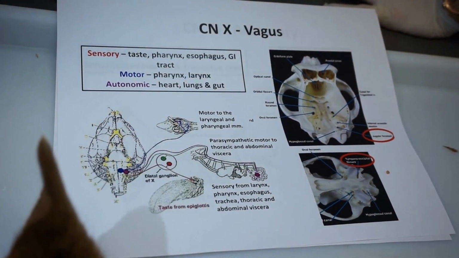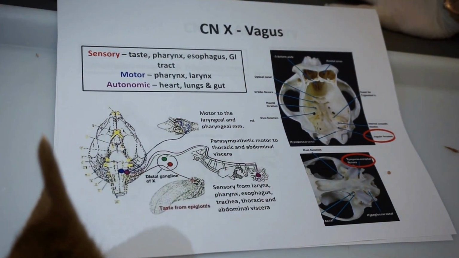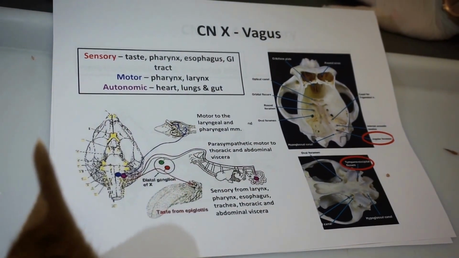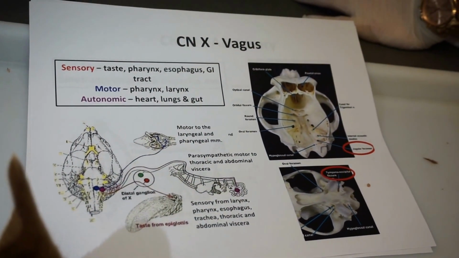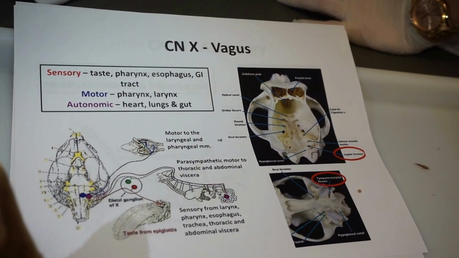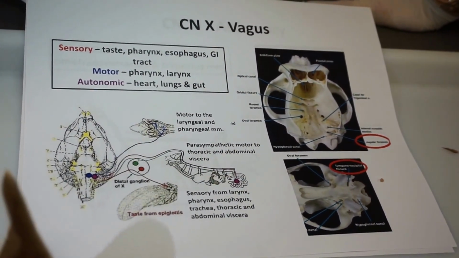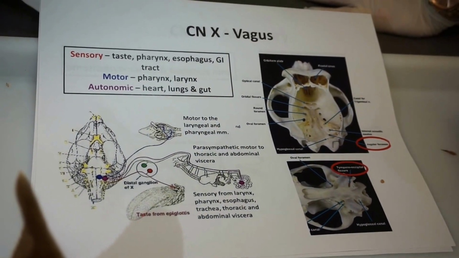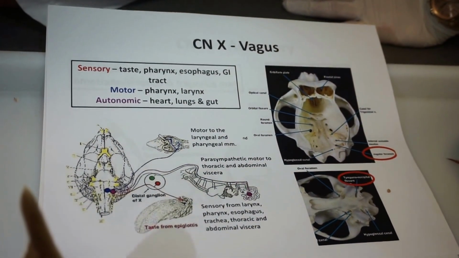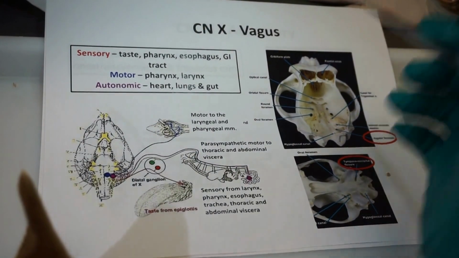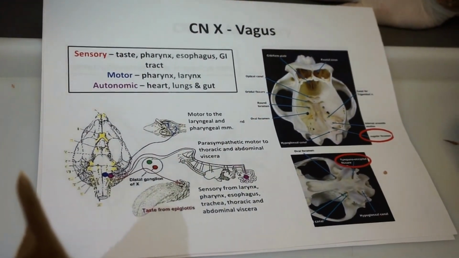So in this segment, we will be focusing on our last cranial nerves: 10, 11, and 12, our favorites. Cranial nerve 10 is the vagus nerve. As you remember, it is one of our autonomic nerves. 3, 7, 9, and 10 are autonomics, and the vagus is going to be sensory, motor, and autonomic.